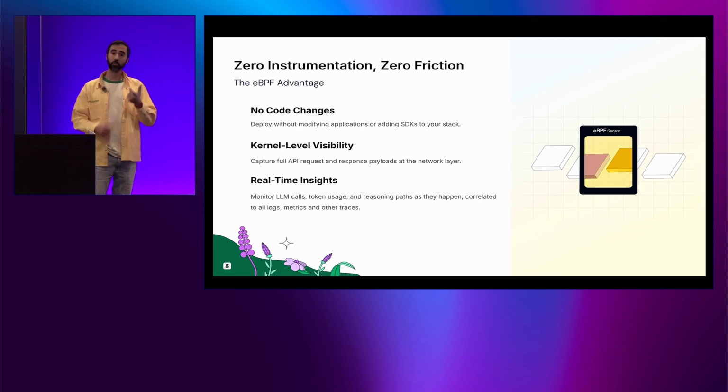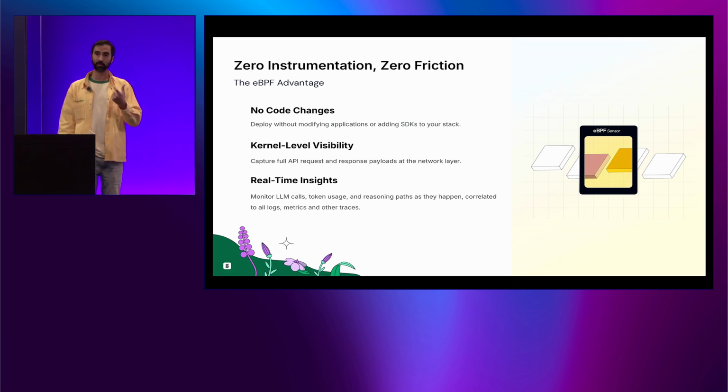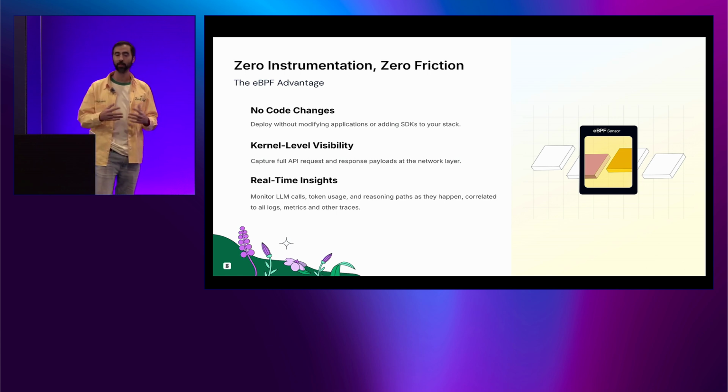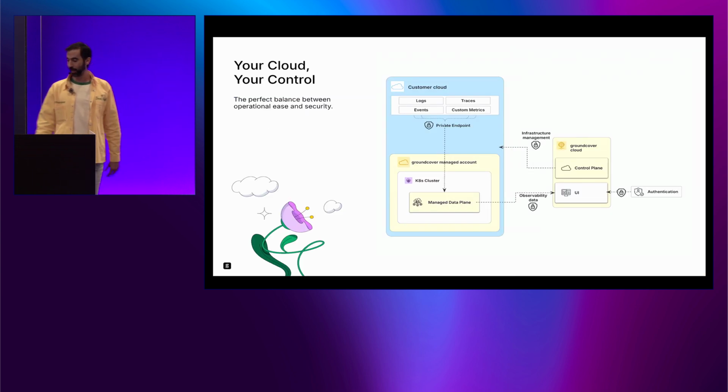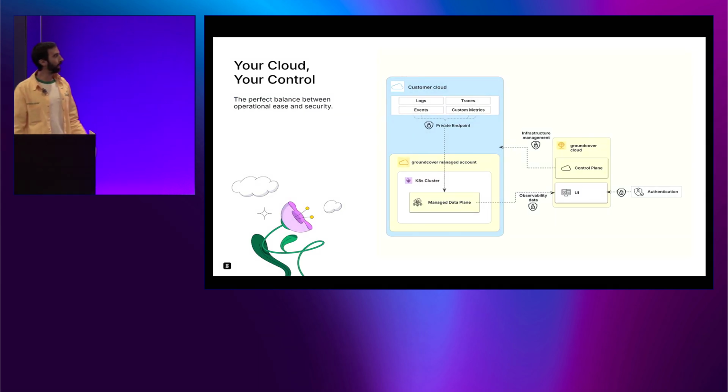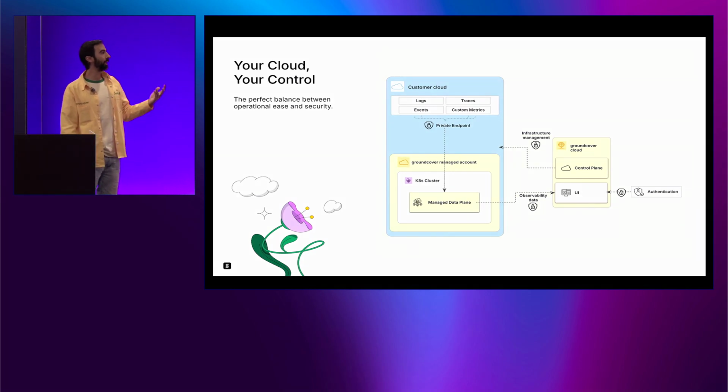Second, we get kernel level visibility. We can actually capture the full API requests and responses, their actual payload. So we can see the prompts, we can see the responses, we can see what's actually being transmitted, so you get the visibility to figure out what's happening. And we can translate that to real-time insights, because suddenly you have access to token usage, to reasoning path, to LLM calls and error rates, to actually correlate them to logs, metrics, traces collected outside of your environment, right? Outside of that LLM application. And the bring your own cloud piece is basically what allows us to do it so securely and privately.